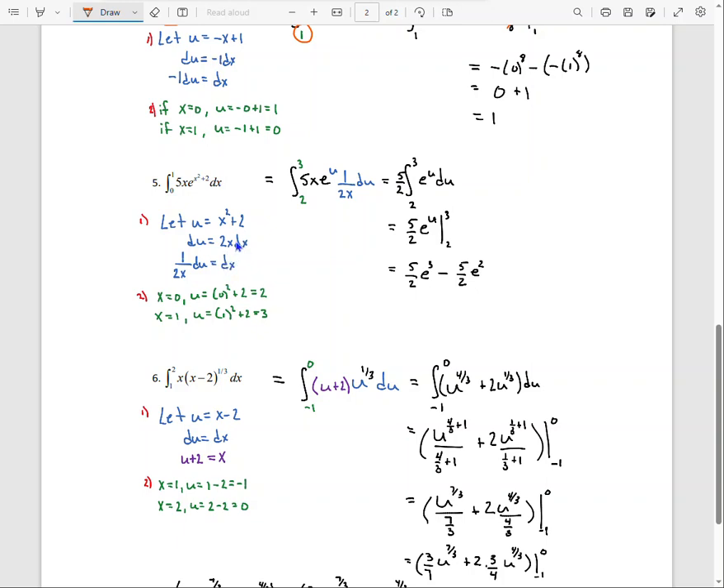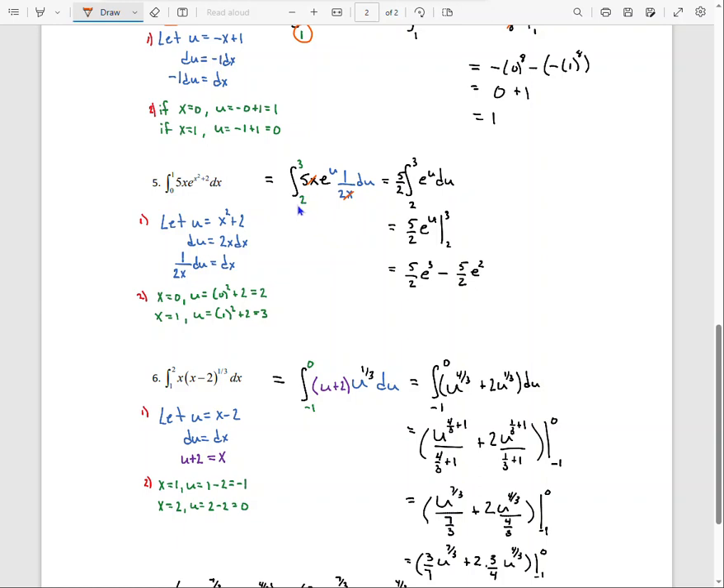And to get dx by itself, we'll have 1 over 2x du. So I have 5x e to the u, and then I replace dx with 1 over 2x du, and so my x's cancel, and I'll have 5 halves e to the u du.